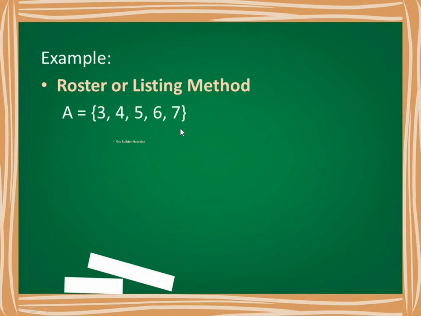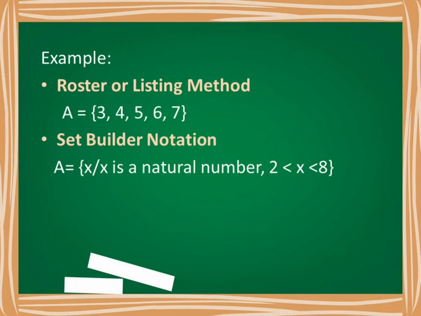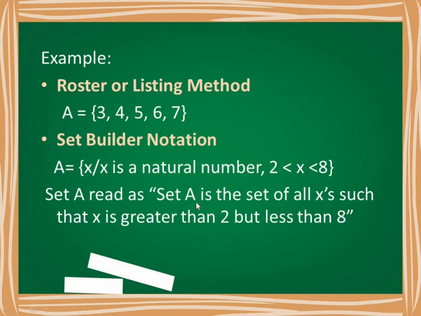Now, if you're going to rewrite it using set builder notation, it can be written as set A is equal to the set of x's such that x is a natural number greater than 2 but less than 8. So, paano po yun? As you can see, our greater than and less than symbols, so nakanganga si Pacman kay x, which means mas malaki si x compared kay 2 at nakaharap naman siya at nakanganga naman siya kay 8. Which means mas maliit naman si x compared kay 8. Mas malaki si 8. So again, set A is the set of all x's such that x is greater than 2 but less than 8.